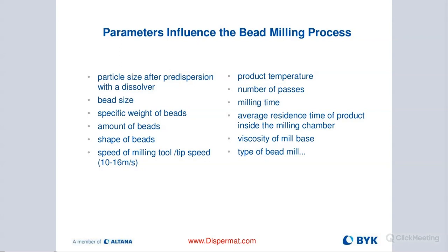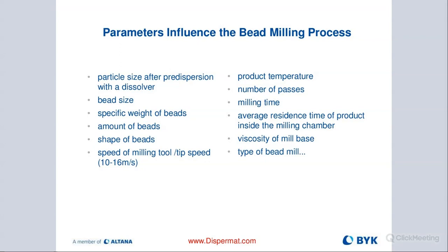And then again, tip speed, when we are milling, 10 to 16 meters per second, a little bit slower than when we pre-disperse, but that's the recommended range. Product temperature: we're going to put in a lot of energy during the milling process, so product temperature is going to go up very rapidly. We definitely want to be able to cool not only our milling systems, but also the supply vessels or containers that we are milling in. So they need to be double walled. That's really, really important.